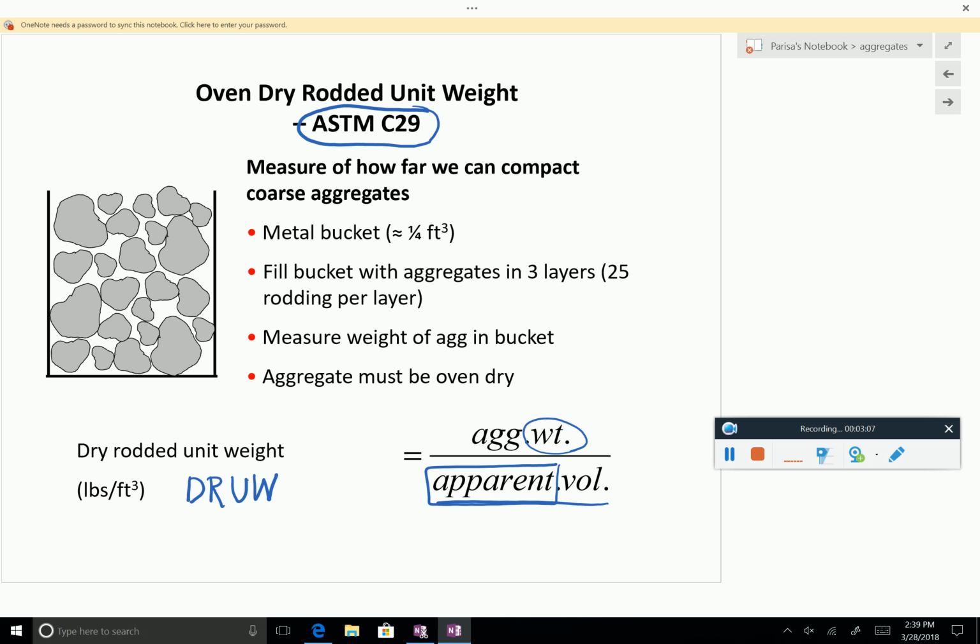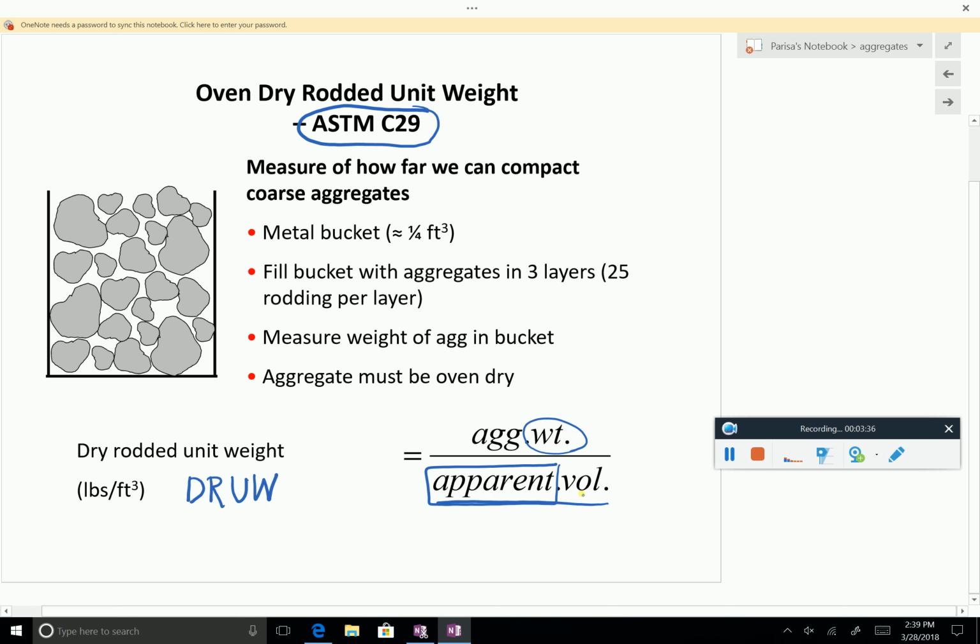You have a bucket, 1/4 of a cubic foot. And then you fill it up with aggregates in 3 layers. When you put in the first third, you use a rod, and 25 times you rod it. So you compact it a little bit. And then the next layer and the next layer. And then you weigh, and you divide the aggregate weight by the apparent volume.